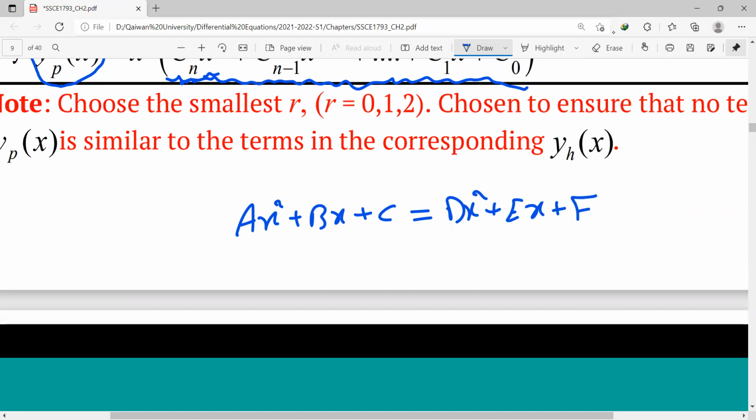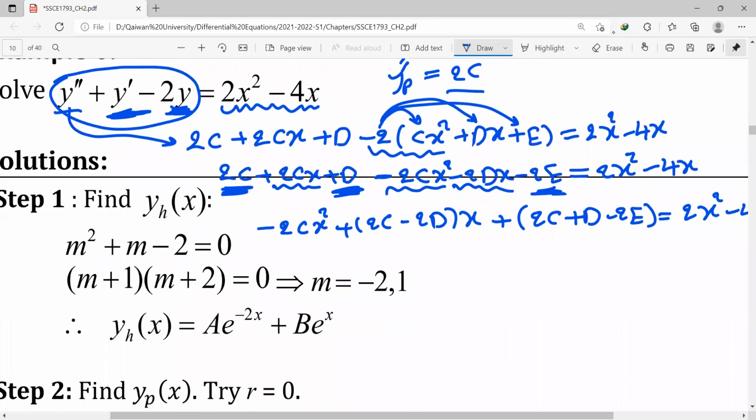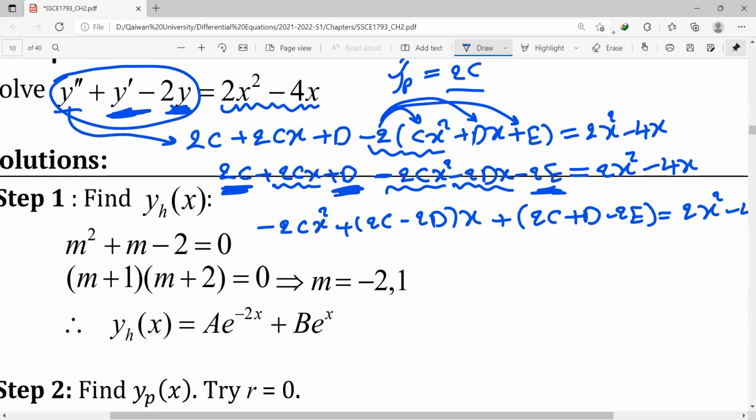In this case, we say a equals d. They must be equal. b must equal e. c must equal f. And then we say these two polynomials are equal. And here we have been given that the polynomials are equal. So the coefficients of x squared on both sides of the equality must be equal, the coefficients of x must be equal, and the constant terms must be equal also.